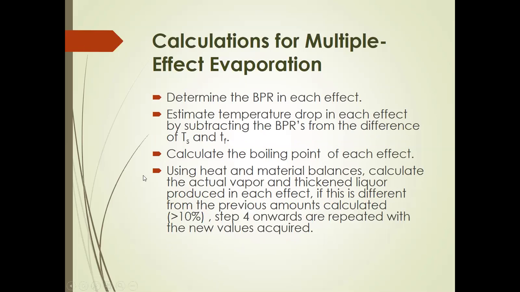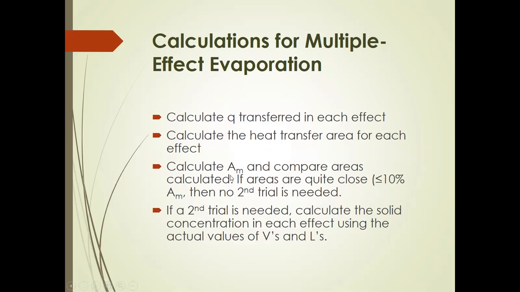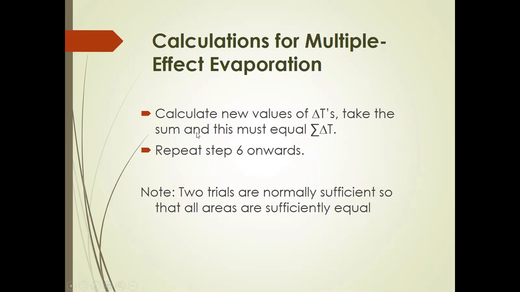here in the ninth step, the actual vapor and thick liquor produced in the ninth step. So you are to go back to this step because there's going to be a correction in the boiling point temperature that you use based on this particular error, which is more than 10%. It will also be shown to you in a little while what that correction is. Then you calculate new values of delta T's. This is what I mean.